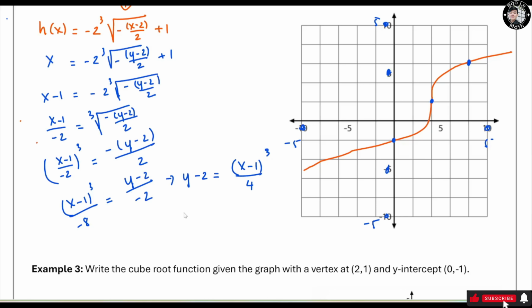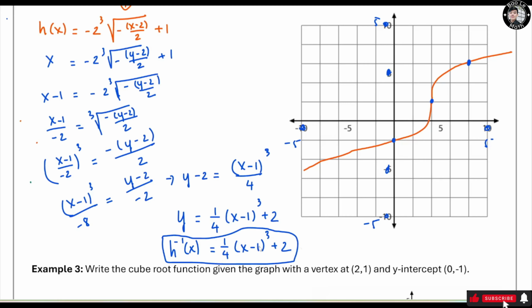Now I'm going to add 2 to both sides, so y equals, and I just replace y with h inverse, right? Alright, to graph this, we just swap the x and y coordinates of the 3 points right here. So (0, -1) becomes (-1, 0), which is going to be right here. (2, 1) becomes (1, 2). It's going to be right here.